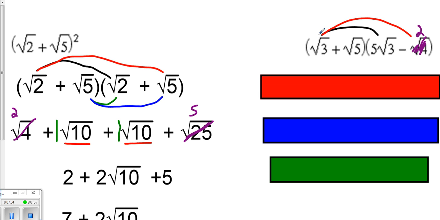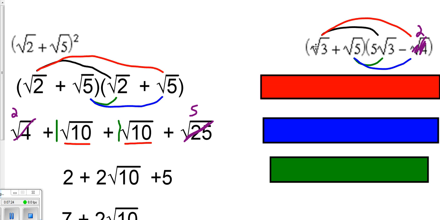Now, we're still FOILing to each piece, but instead of calling this a radical, we're just calling it a whole number. So we need to finish out our FOIL. Square root of 5 times 5 square roots of 3, and square root of 5 times 2. So we've got each piece being multiplied here.